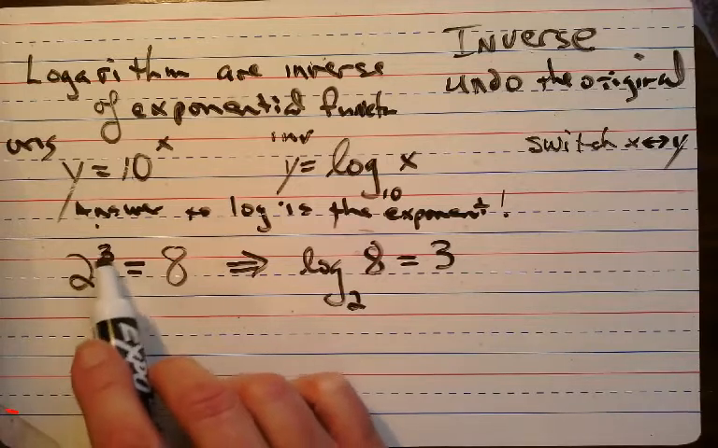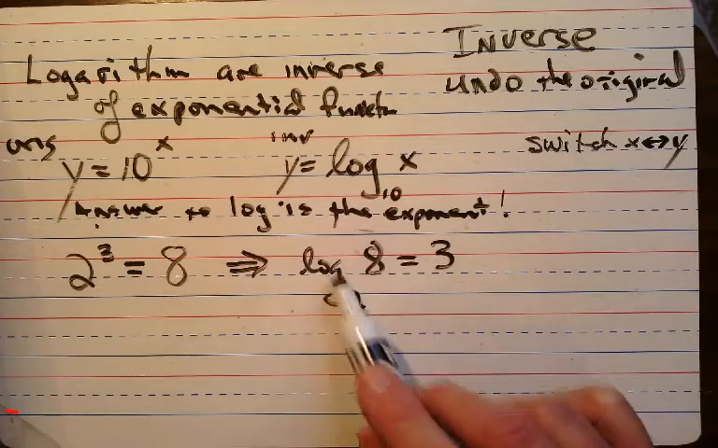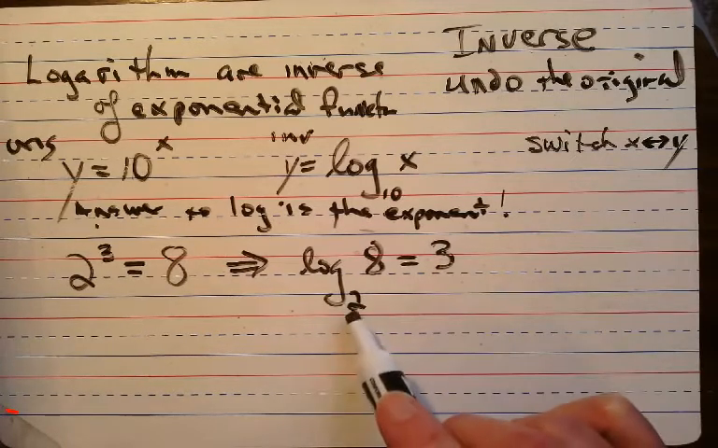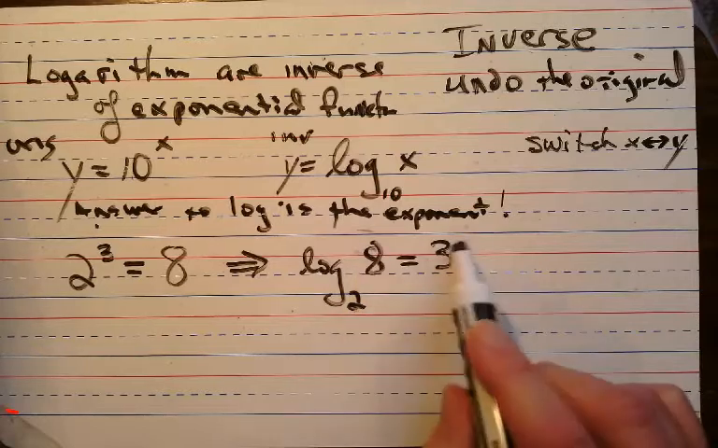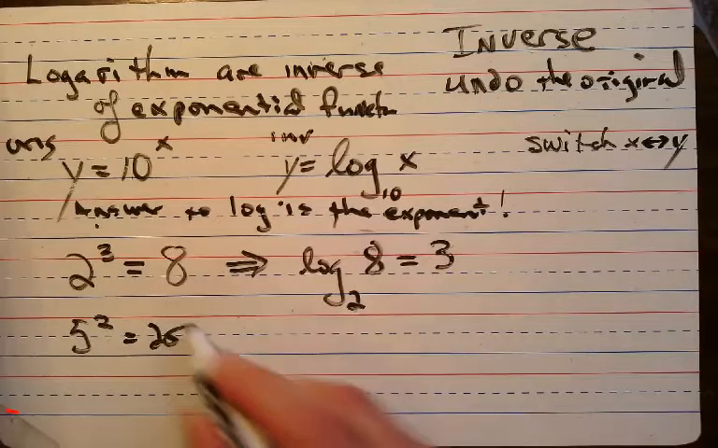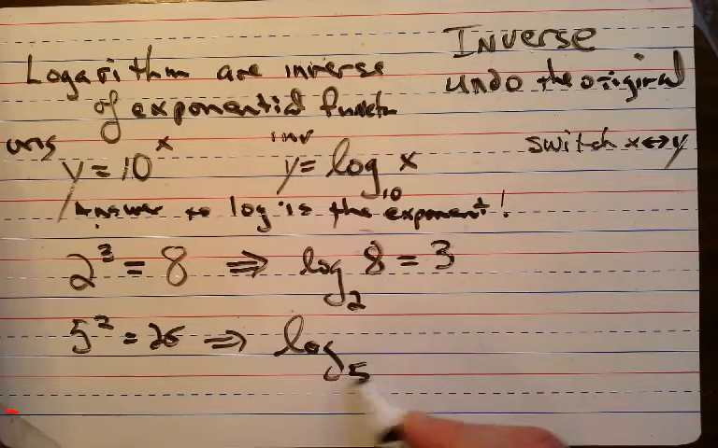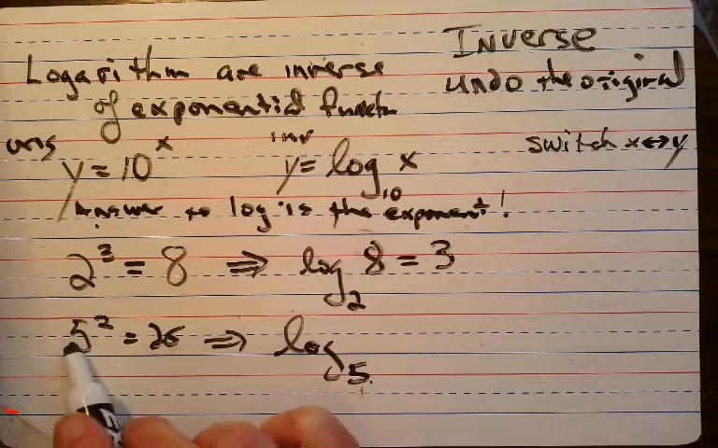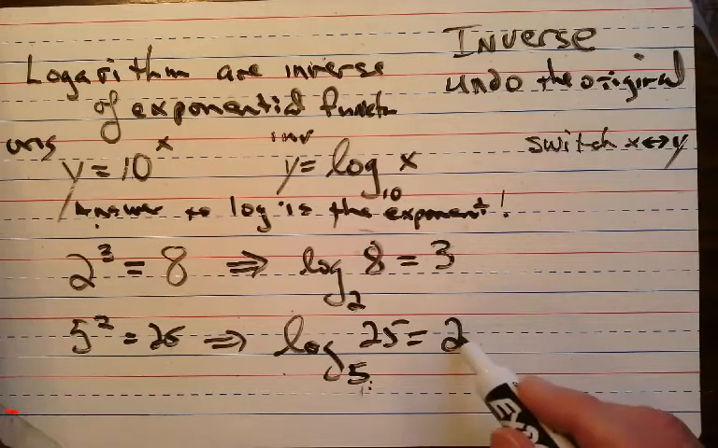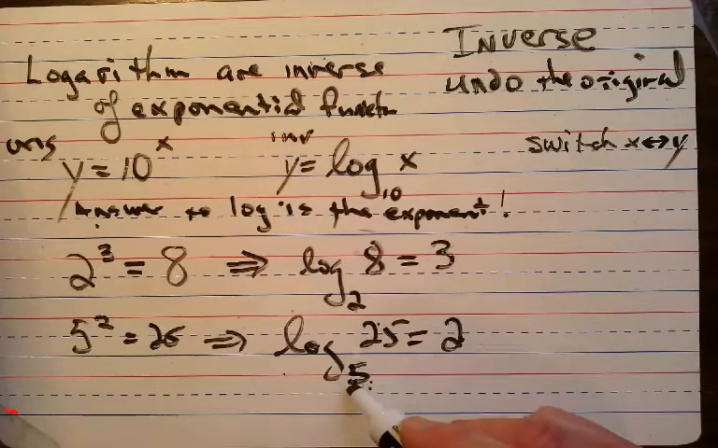So if 2 to the 3rd power is 8, then when I take the log base 2 of 8, I get 3. This is the exponent that makes the base equal the number inside. So look at this one. 5 to the 2 is 25. So log base 5, because the base has to be the same. 5 is the base, 5 here. The answer to the logarithm is the exponent that makes 5 equal the number inside. The answer here is always the exponent.